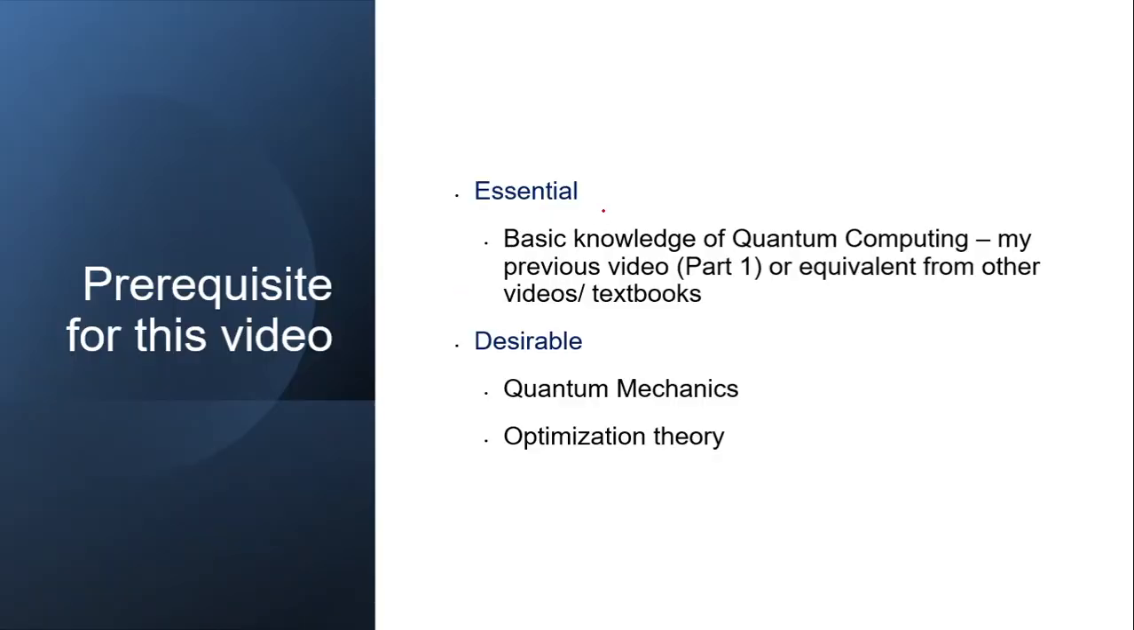Before moving further, you need some prerequisites to understand this video. It's essential to know the basics of quantum computing, like what a qubit is and what its characteristics are. If you don't know, please see my previous video, part 1 on this subject, or you can gain that knowledge using videos and textbooks available. It's desirable to have some knowledge about quantum mechanics and optimization theory, but if you do not have it, it's okay for understanding this video. But if you want to work more on this, certainly you need that knowledge.